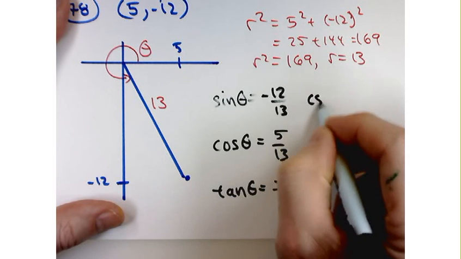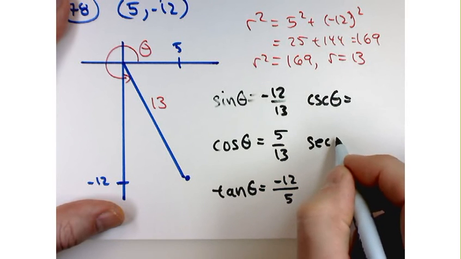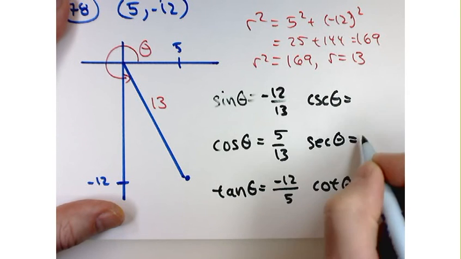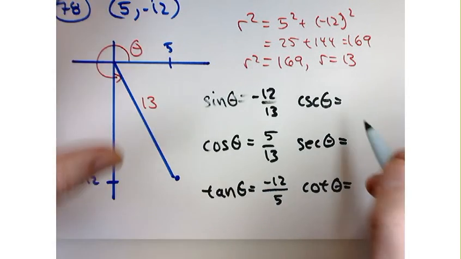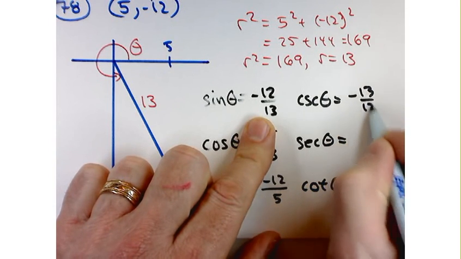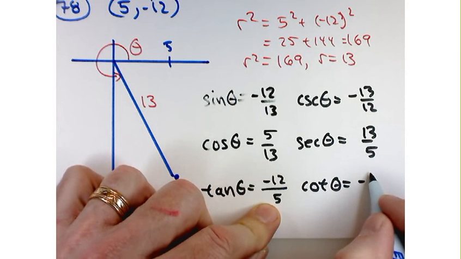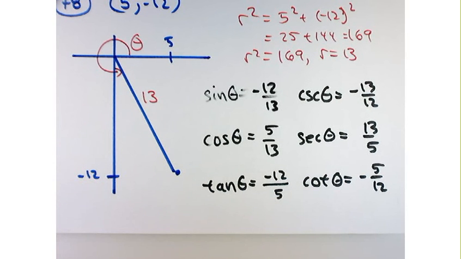Now I'm hoping that the rest of these follow pretty easily once you got those first 3 done. First 3 are the hard ones. Try and fill in the last of these. This one's going to be the reciprocal. This is going to be negative 13 over 12. 13 over 5. And negative of 5 over 12. Yay! And that's it. That's it.